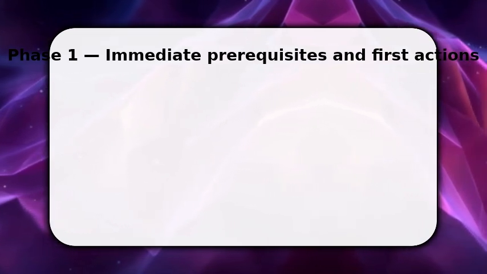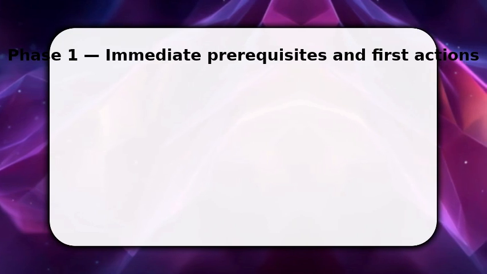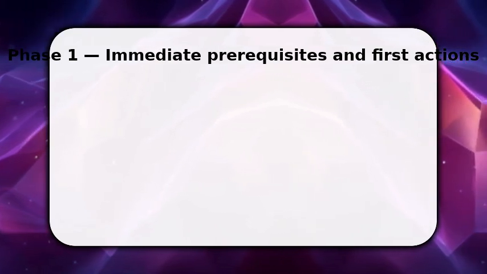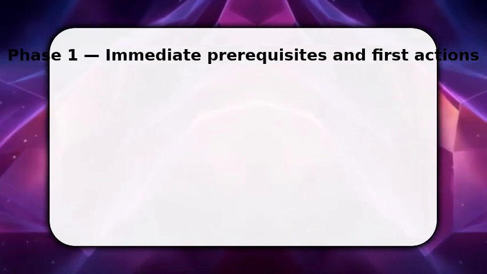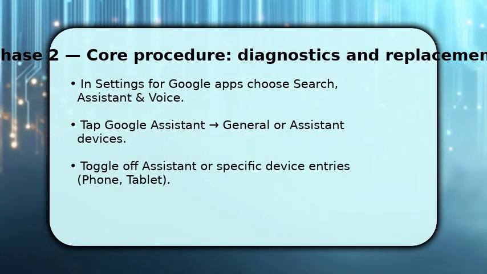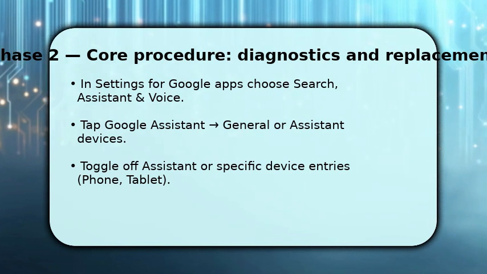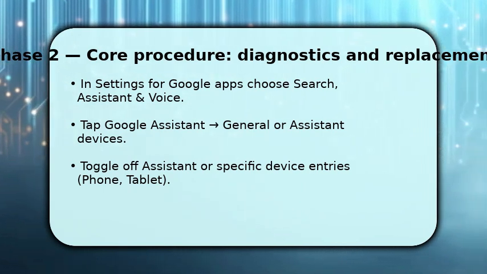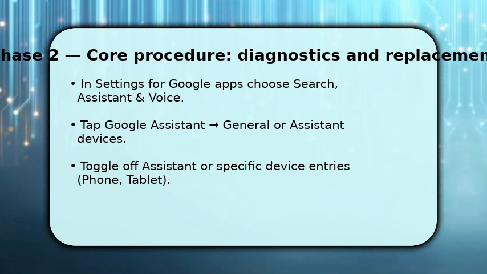Move quickly. These are the first actionable steps that let you reach the Assistant controls without extra detours or app installs. You're in the right place. Tap Search, Assistant and Voice, then select Google Assistant. Here, you'll find general controls and a list of Assistant-capable devices.